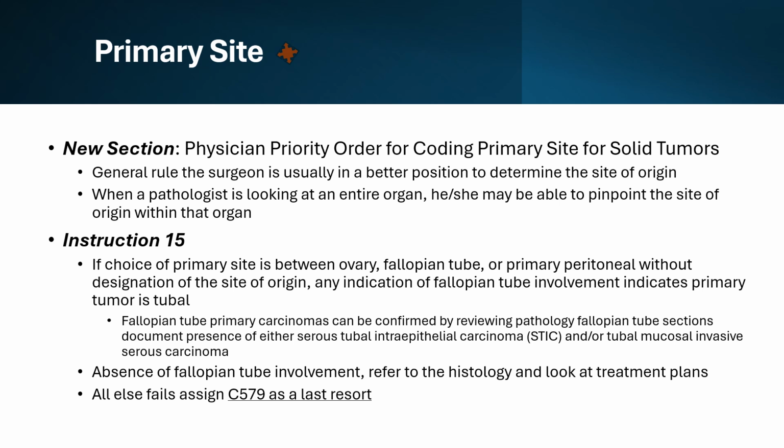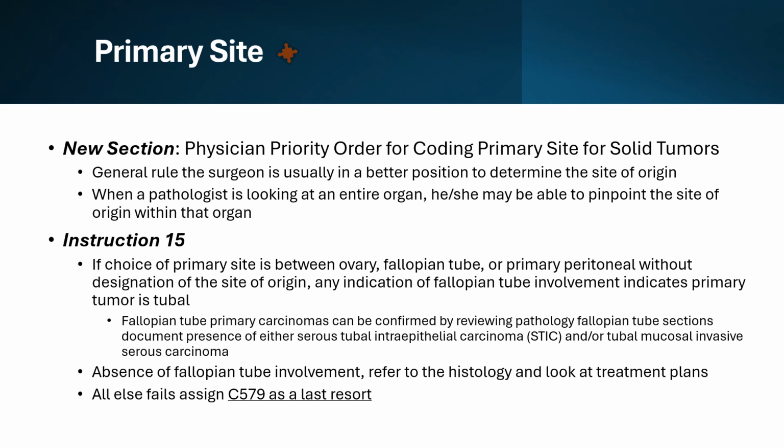Likewise, if an entire organ is removed and submitted to pathology, then the pathologist may be able to pinpoint the site of origin. So for this, if the entire organ is not removed, then review the op report to see what the surgeon is stating as the primary site. If the entire organ is removed and sent to pathology, then review to see what the pathologist has determined is the primary site.